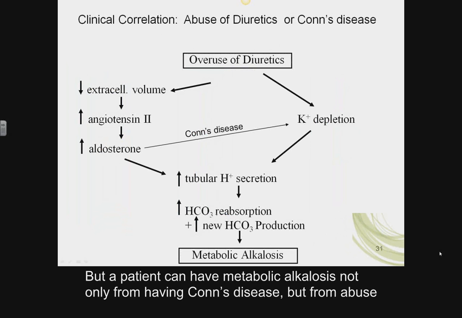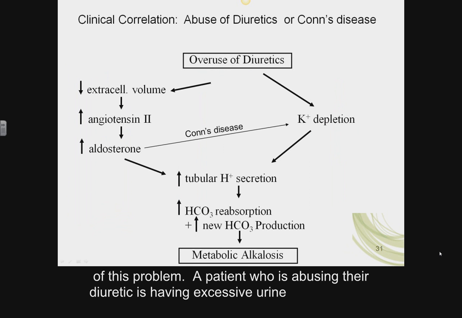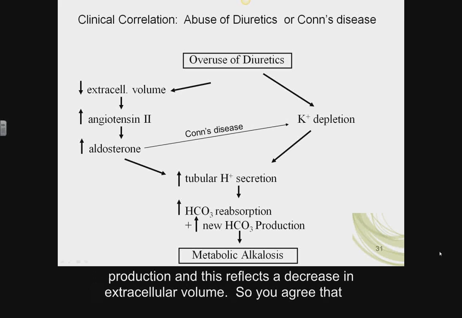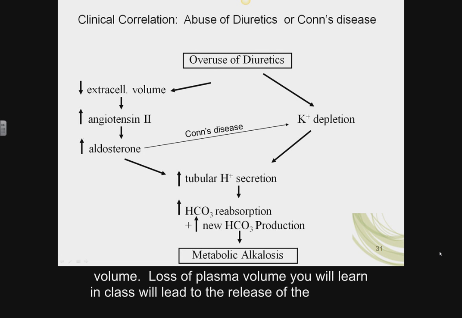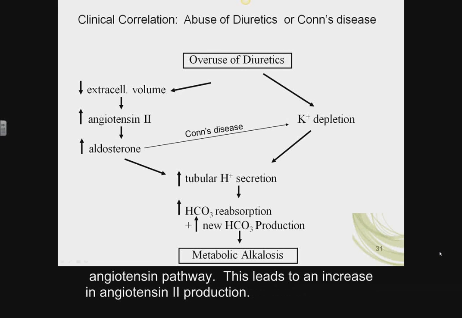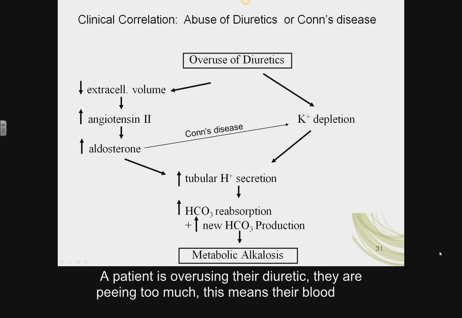A patient can have metabolic alkalosis not only from having Crohn's disease, but from abuse of diuretics. Diuretics work in several different ways. Let's start with the left side of this problem. A patient who is abusing their diuretic is having excessive urine production, and this reflects a decrease in extracellular volume. So you agree that urine is basically a derivative of blood plasma. More urine output reflects loss of plasma volume. Loss of plasma volume, you will learn in class, will lead to the release of the angiotensin pathway. This leads to an increase in angiotensin II production. Angiotensin II can directly lead to the release of aldosterone.